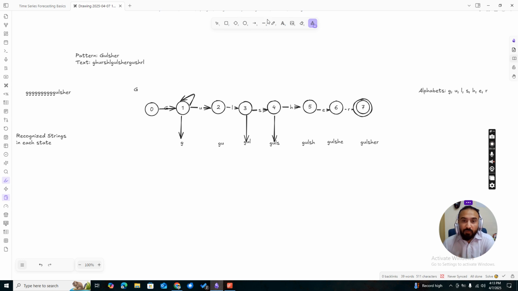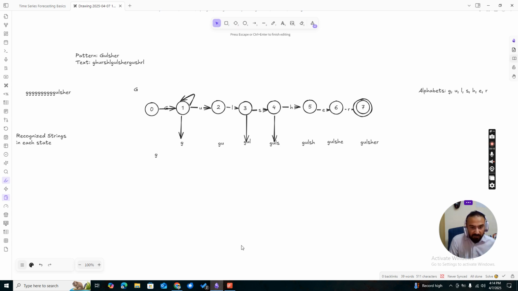If within the first state the finite automata has already recognized G, what if another G occurs? Then what will happen? If another G occurs, we need to identify the prefixes and suffixes, and the matching prefixes and suffixes will tell us where we need to roll back. So let's do this through the example.